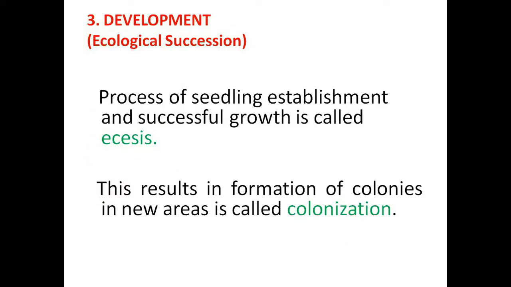So the third characteristic of community is development, and this is called ecological succession. We will deal with this in the next lecture. And then you can study here some parts: the process of seedling establishment and successful growth is called ecesis. The result in the formation of colonies in new areas is called colonization.